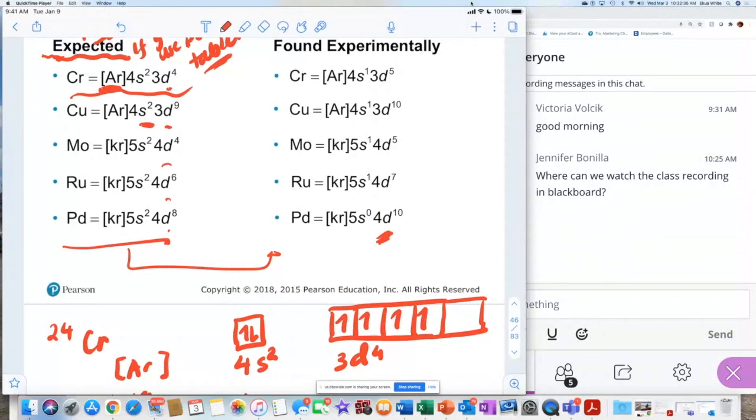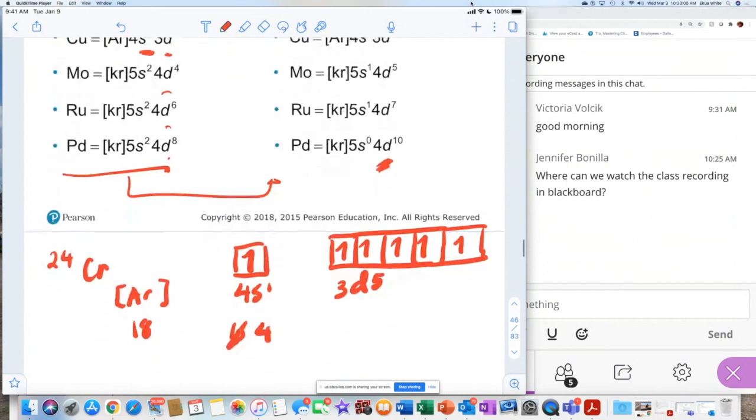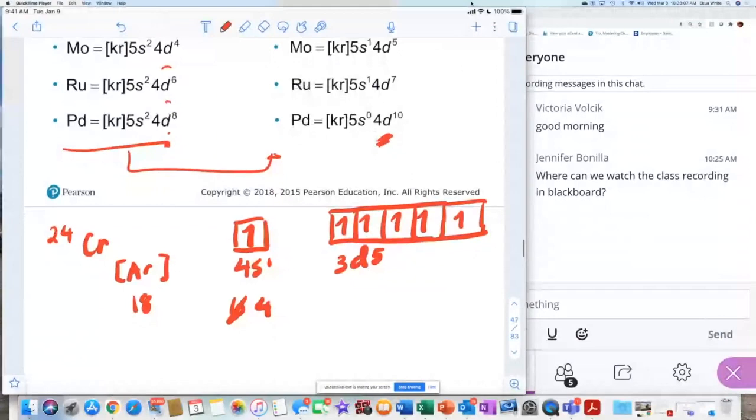Well, the way chromium was behaving in experimental problems wasn't like this configuration. It was behaving like it had this configuration here. Ooh, okay, I erased more than I meant to. It was behaving like it had this configuration. So they had to come back here and adjust: 4s1, 3d5. Now, how do you explain a preference?